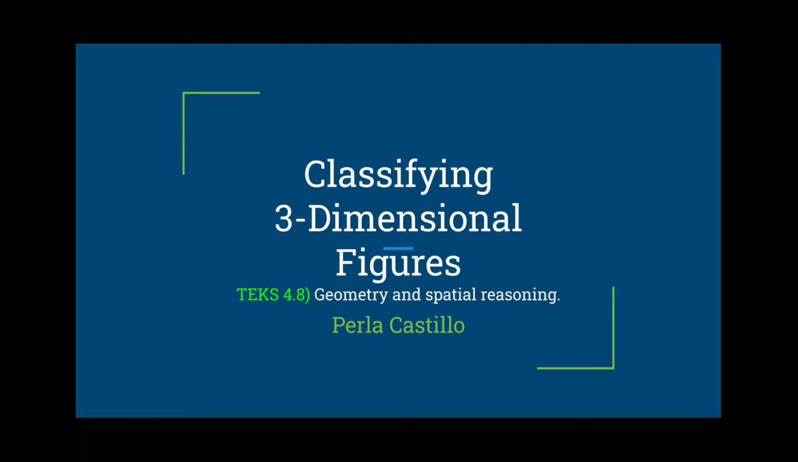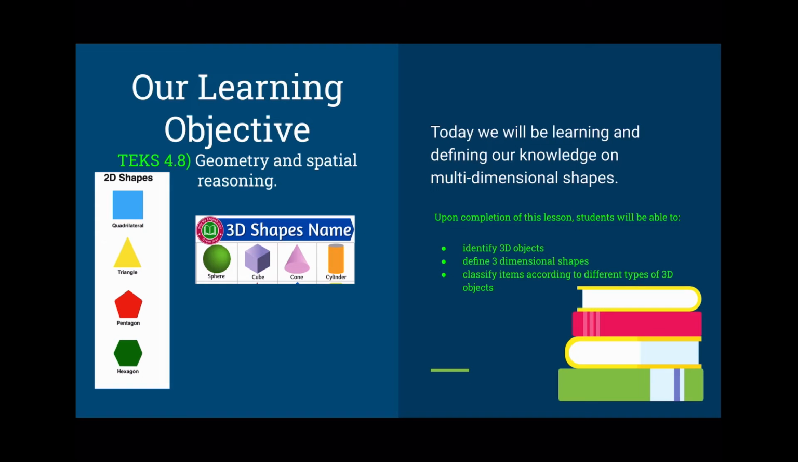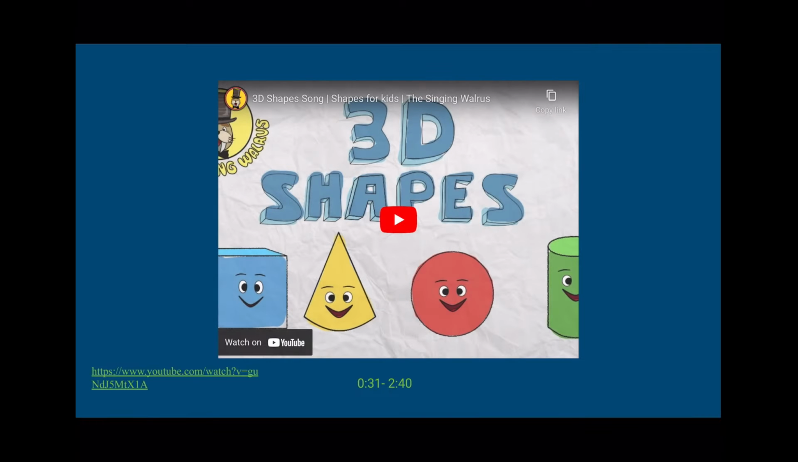Hello everybody, today we'll be classifying three-dimensional figures, TEKS 4.8, Geometry and Spatial Reasoning. Our learning objective, TEKS 4.8. Today we'll be learning and defining our knowledge on multidimensional shapes. Upon completion, students will be able to identify 3D objects, define three-dimensional shapes, and classify items according to different types of 3D objects.